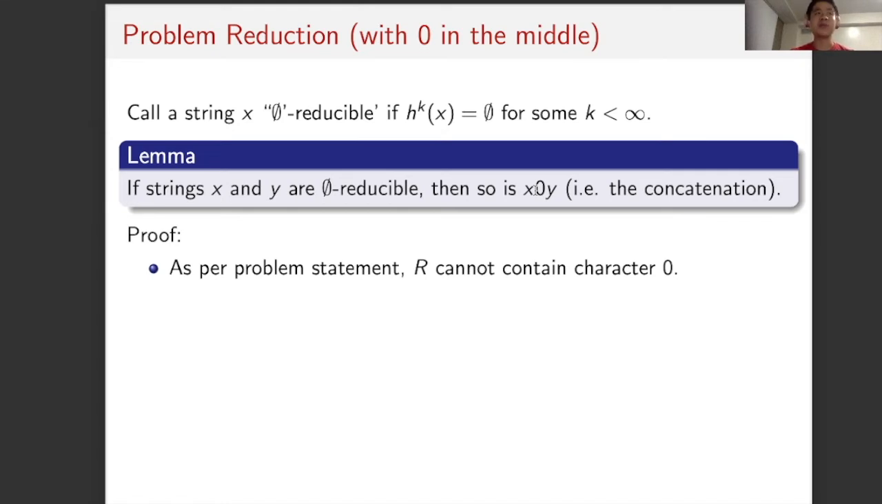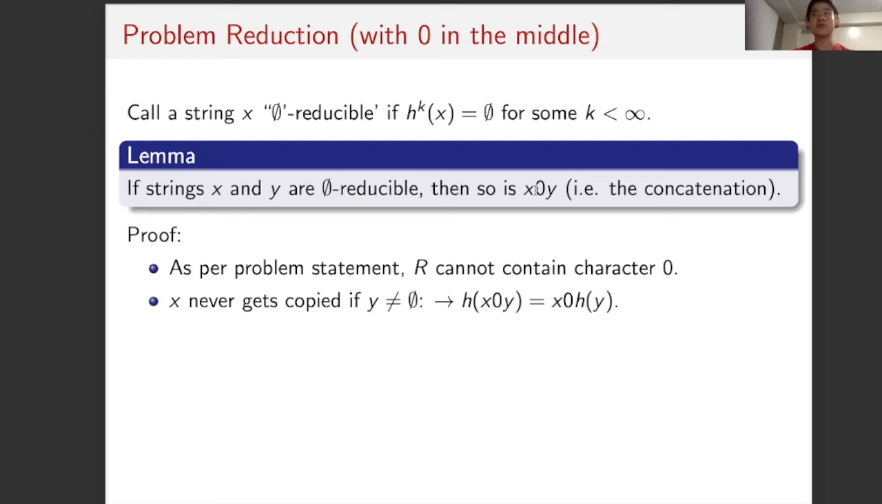Well, this is not that hard to show. As per the problem statement, R cannot contain the character 0. Why? Recall that if the last digit is 0, then you just get rid of the 0. If the last digit is not 0, then R, the right part, will basically have the digits that are at least small r, which is greater than or equal to 0. So R does not have any character 0. This means that 0 has to be part of the left string.